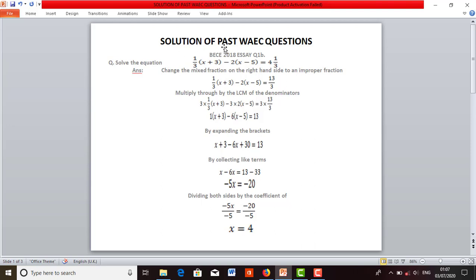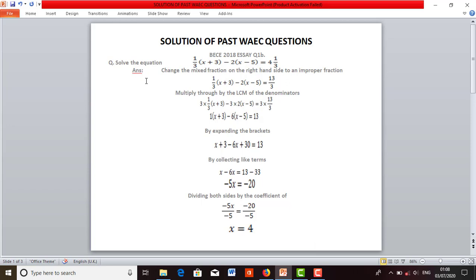Solution to past questions. This is BECE 2018 essay question 1B. Our question says, solve the equation 1/3 into (x + 3) minus 2 into (x - 5) equals 4 whole number 1/3. And this is the solution.